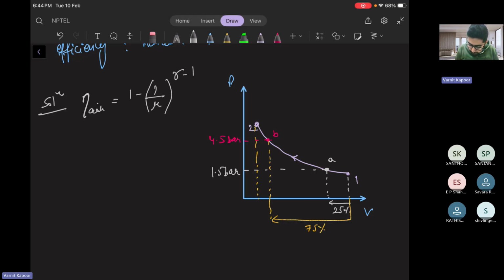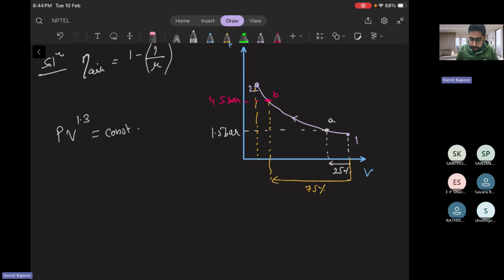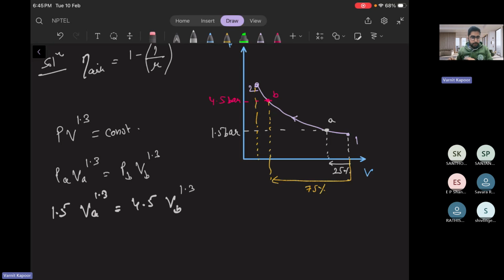First, we know the relation PV to the power 1.3 is equal to a constant. It's given to us. So if we apply this relation between point A and point B, because this is following the same compression, same path: pressure at A times volume at A to the power of 1.3 is equal to pressure at B times volume at B to the power of 1.3. Pressure at A is 1.5 bar and volume at A is VA to the power of 1.3. Pressure at B is 4.5 bar and volume at B is VB to the power of 1.3.